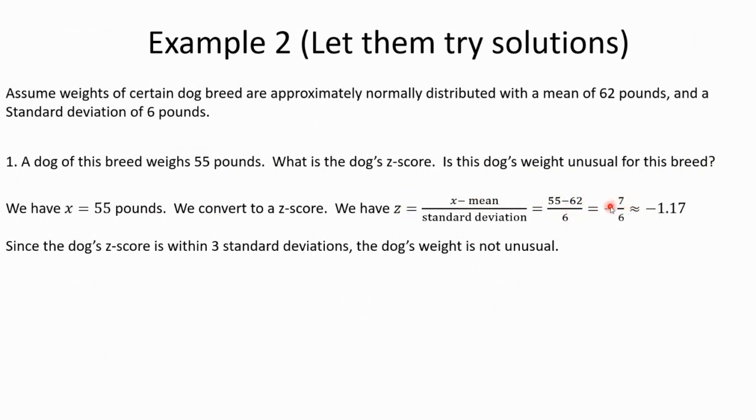It's negative, that's expected because its weight is less than the mean. And notice that it's within 3 standard deviations. In other words, the z-score is greater than -3 but less than 3. So this dog's weight is not unusual.